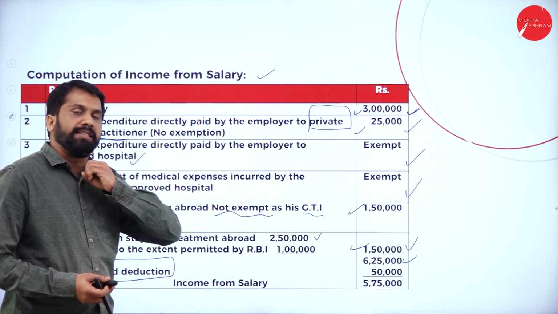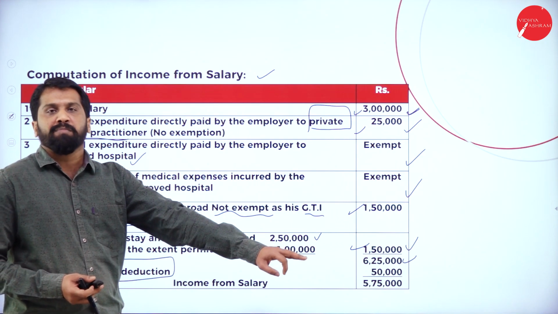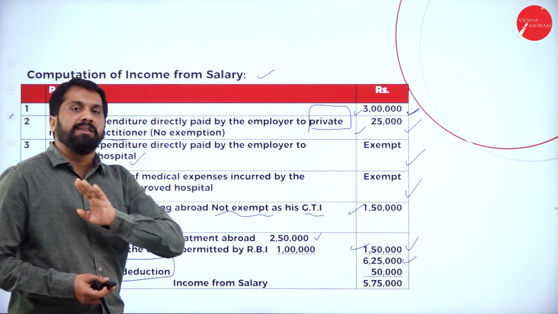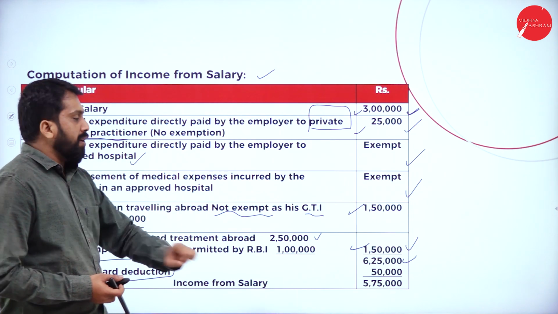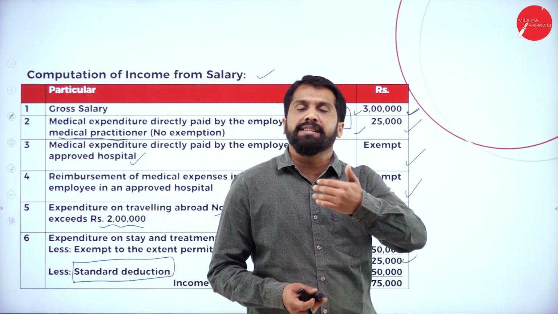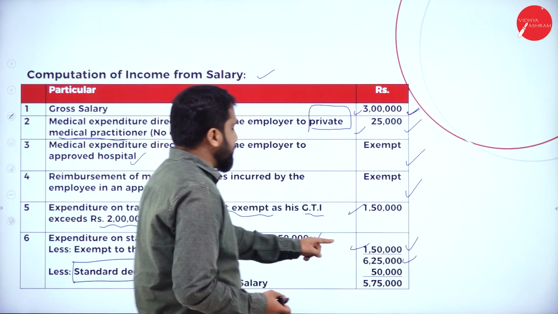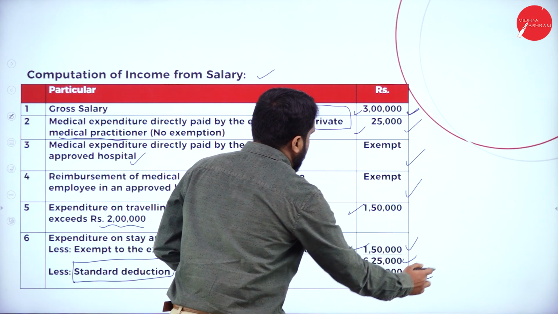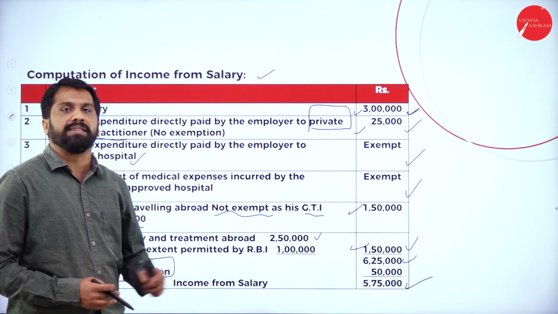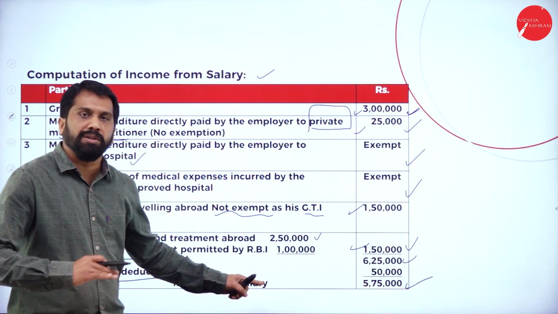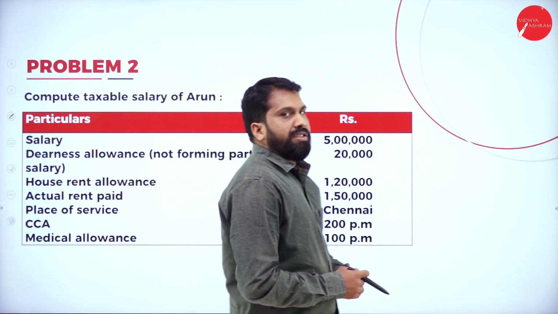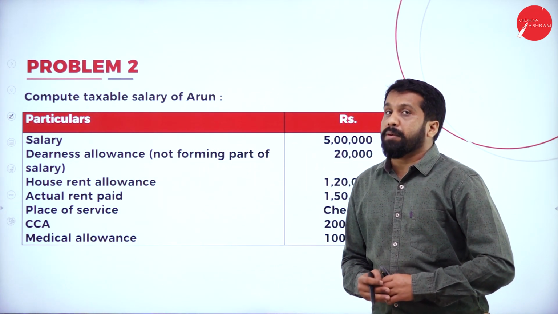There is a standard deduction for everybody. For everybody, 50,000 Mafi. Mafi means no tax on 50,000. Whatever income you have, on that 50,000 you don't pay tax. Now, 6,25,000 minus 50,000, you have to pay tax on 5,75,000. Clear? Any doubt? No doubt. Now, next. Once you're done with problem number 1, we'll go to problem number 2.